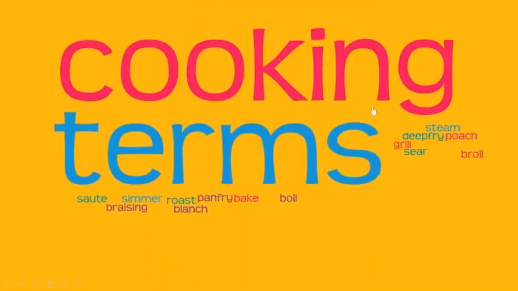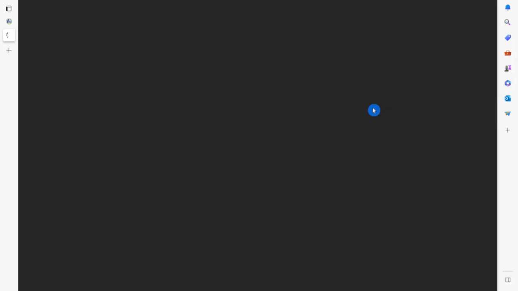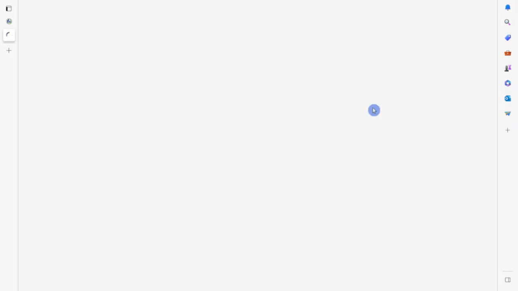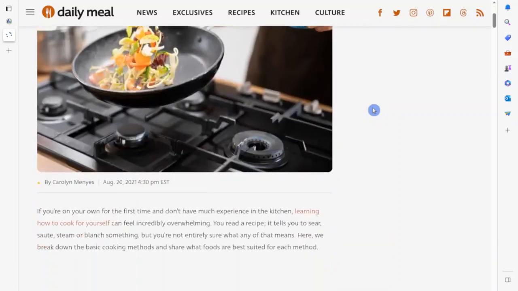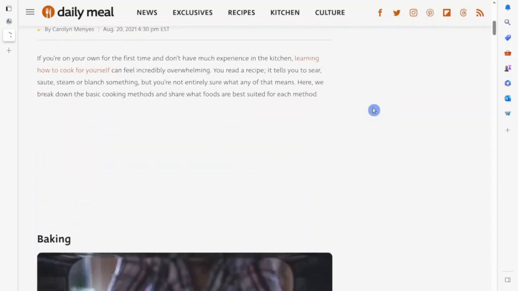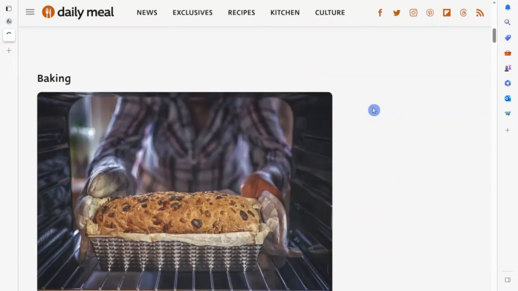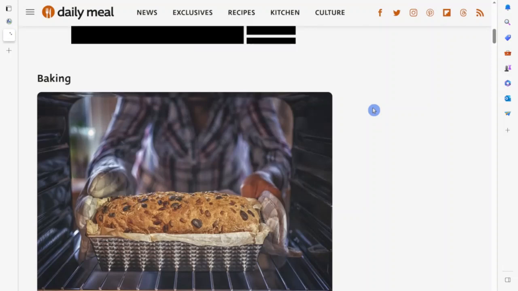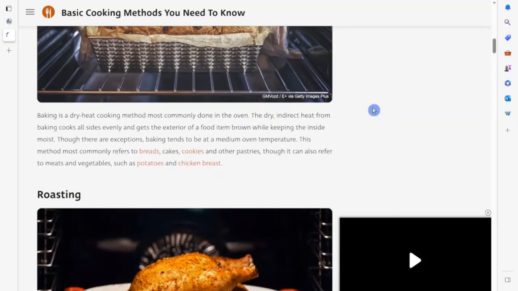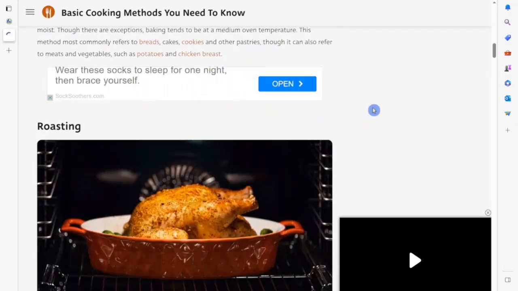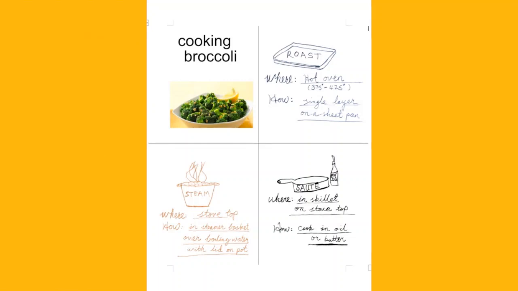Next, students are going to go to this website to learn about the other 2 cooking terms, and they are going to record their understanding in the spaces provided. And they must include the 4 basic elements for each cooking term. When they are done, they should have something that looks like this.